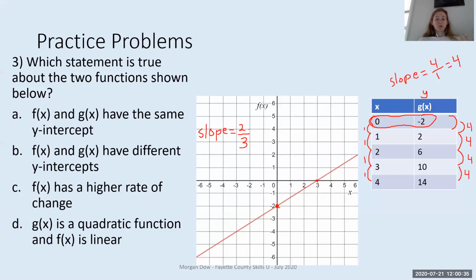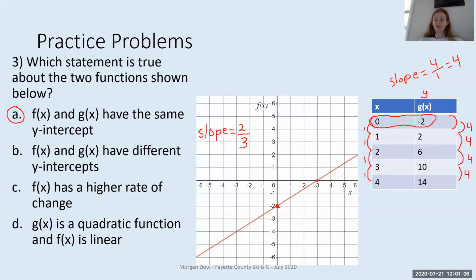Well, that's not true. Choice C, f of x has a higher rate of change or a higher slope. Well, f of x has a slope of 2/3 and g of x has a slope of 4. So that's not true, right? 2/3 is not bigger than 4. And then choice D, g of x is a quadratic function and f of x is linear. That's not true either. g of x has a constant rate of change, which means it is linear. So the only choice that fits here is choice A. Both of these functions have the same y-intercept.